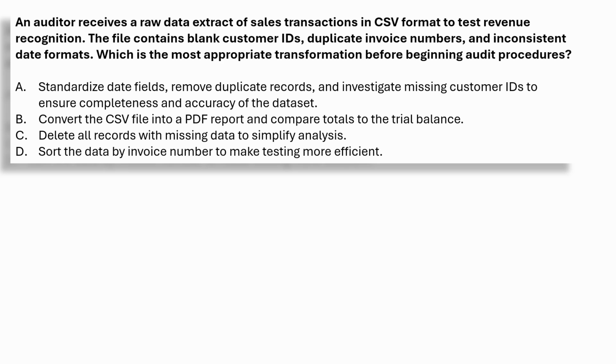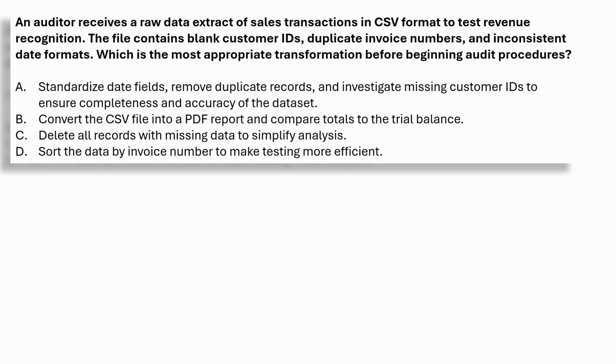Option C says delete all records with missing data to simplify analysis. That's dangerous. If you delete blank customer IDs without investigating, you might erase evidence of control failures. That's like throwing out the alarm because it made a noise.